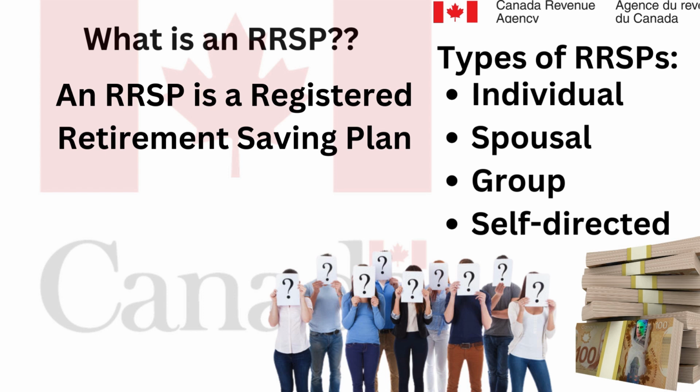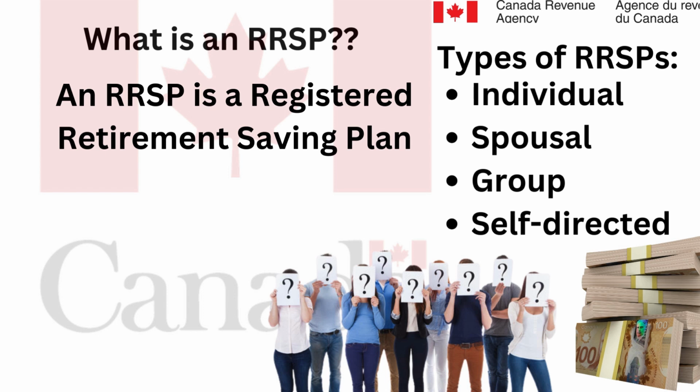There are several types of RRSPs that I've mentioned here on the side. So the first type of an RRSP is an individual RRSP. So this is one where it's specifically for you and it's going to be managed by a company or another individual. The second type is a spousal RRSP. So this is one that you would set up for your spouse, so your husband or your wife as an example, and you would then be putting in money into that RRSP for them, which they would then have access to.